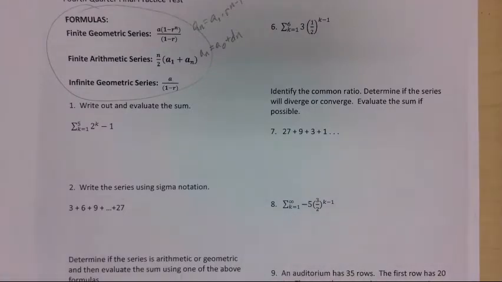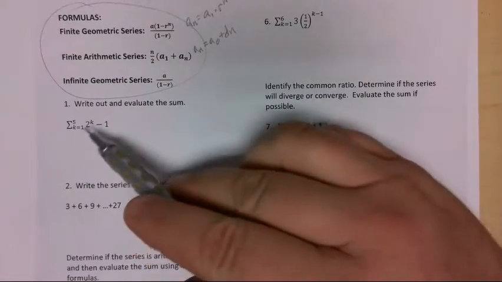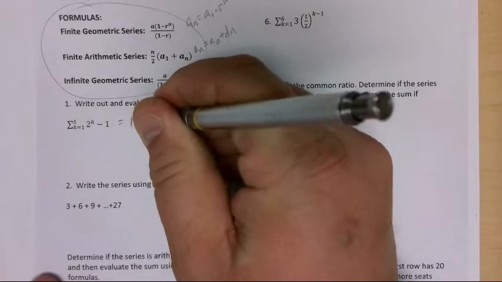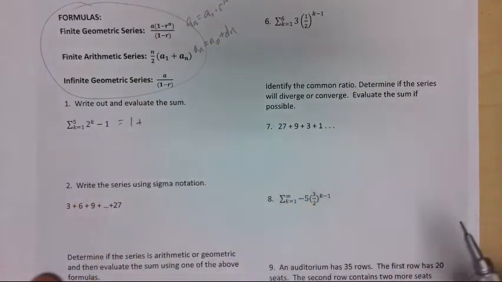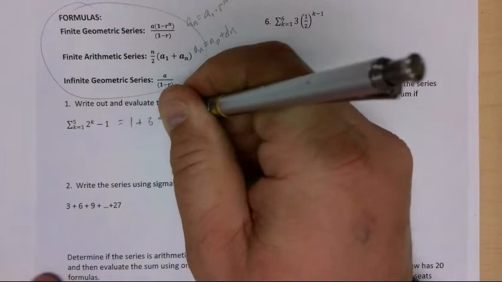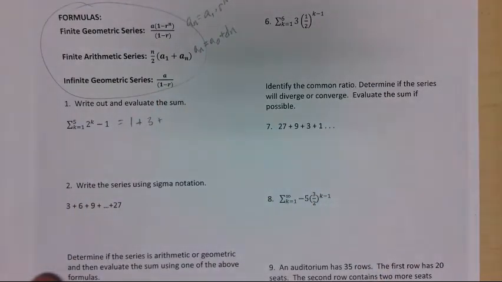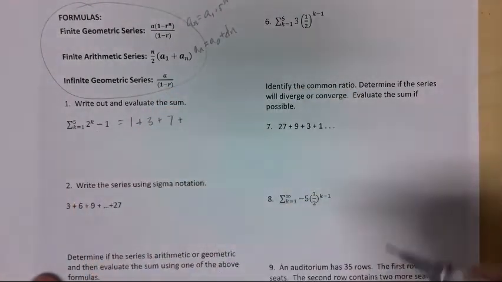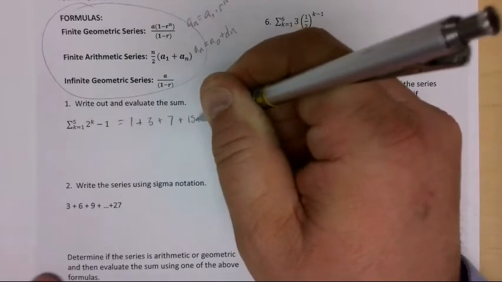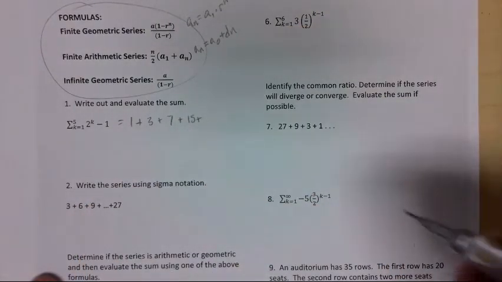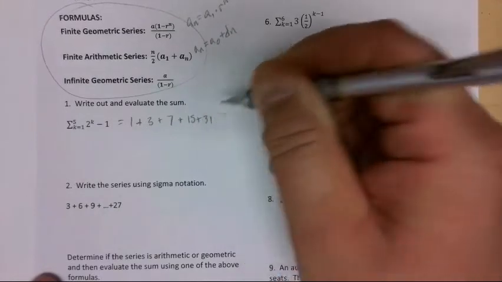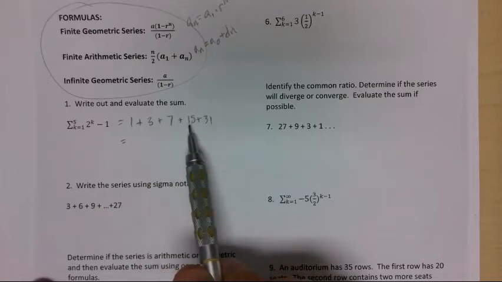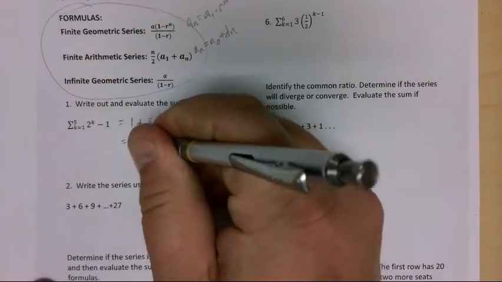Okay, so all this is saying is put in the numbers 1 to 5 into that formula. So if I put a 1 into this, 2 to the first is 2, 2 minus 1 is 1, plus if I put a 2 in there, 2 to the second is 4, 4 minus 1 is 3, plus put a 3 in there, 2 to the power of 3 is 8, 8 minus 1 is 7, 2 to the fourth is 16, minus 1 is 15, and 2 to the fifth is 32, 32 minus 1 is 31, and if I add these all together, 1 plus 3 is 4, plus 7 is 11, plus 15 is 26, plus 31 is 57.